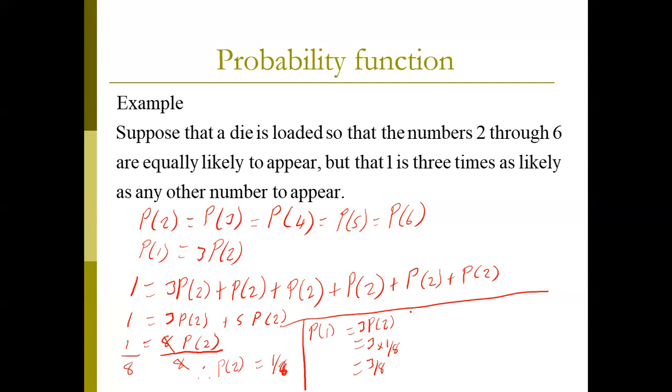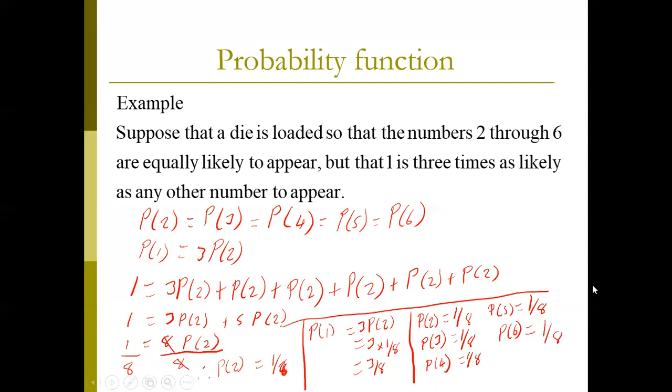And we know what the probability of 2 is, and the probabilities of 2, 3, and so on are all the same. So the probability of 2 is 1 over 8. The probability of 3 is 1 over 8. The probability of 4 is 1 over 8. The probability of 5 is 1 over 8. The probability of 6 is 1 over 8.